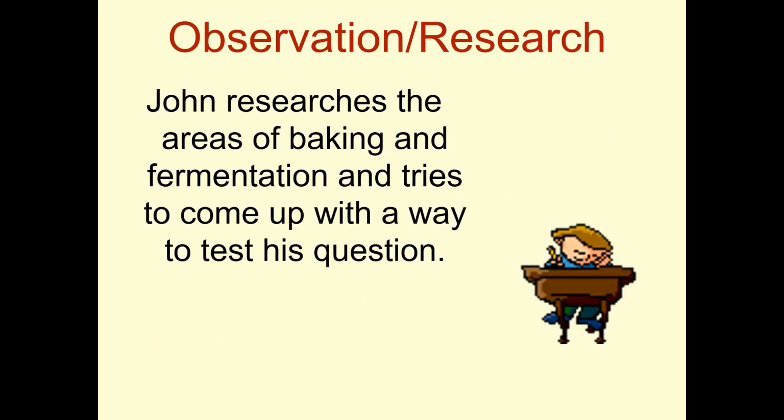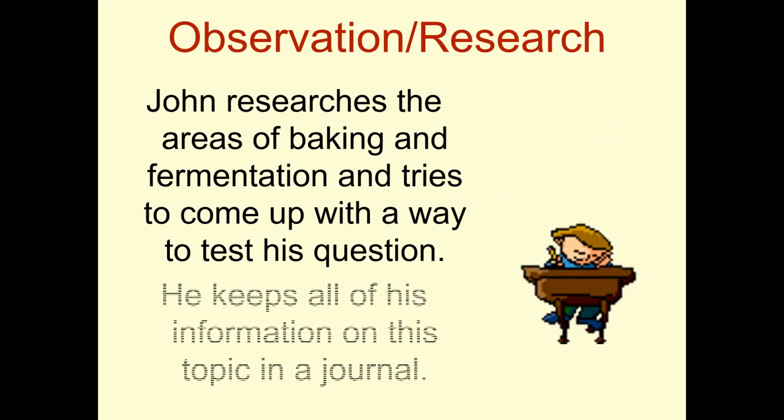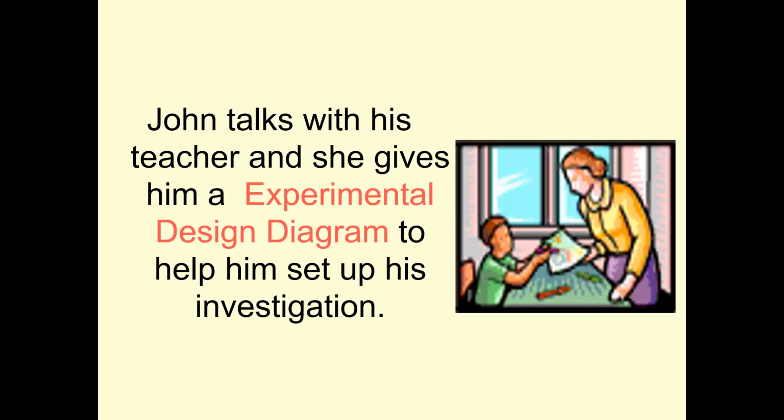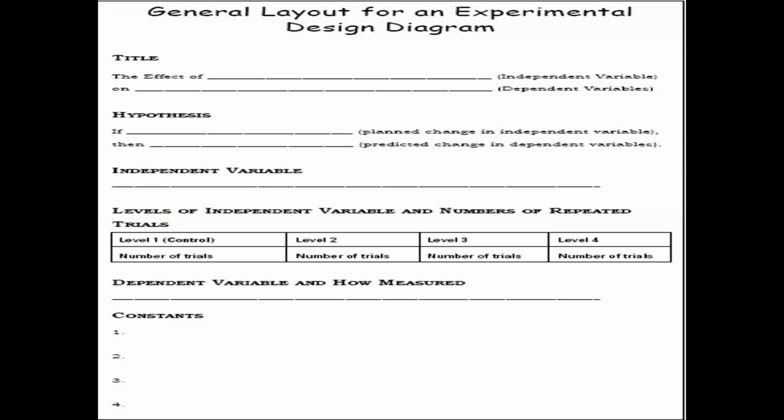All right, so once he does that, he is doing research. He goes to look at fermentation and baking and figures out the next step, which is his hypothesis. Now, this experimental design diagram is very helpful because, as you can see, there's the independent and the dependent variable. Like I said, we will talk more about that shortly. But here we go again. We have all of these.